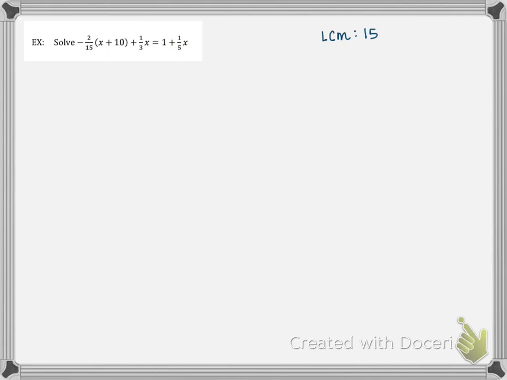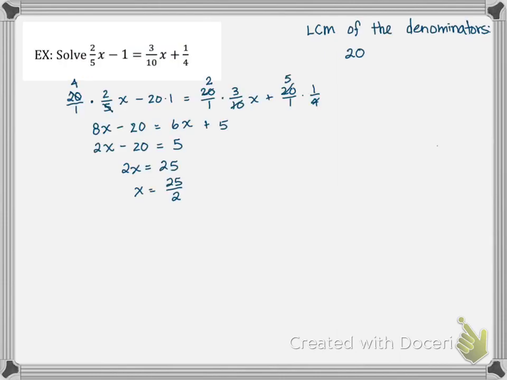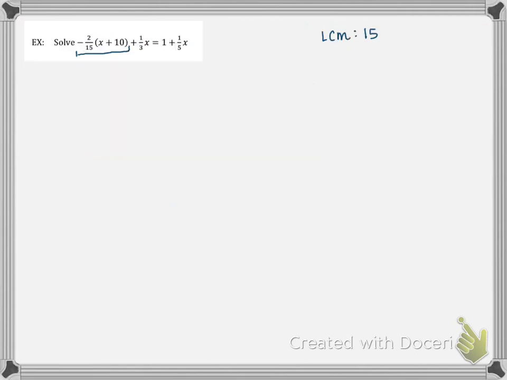So one thing to note on this one is that this entire thing is a single term, right? Like in the last problem, we had 2/5 times a variable. Remember how we talked about x plus 10 being a single number? And so that negative 2/15 times x plus 10 is going to behave just like the 2/5 x. We're just going to multiply that by 15 once. We don't distribute the 15 to both those terms.